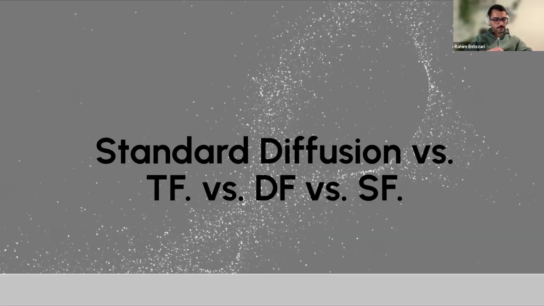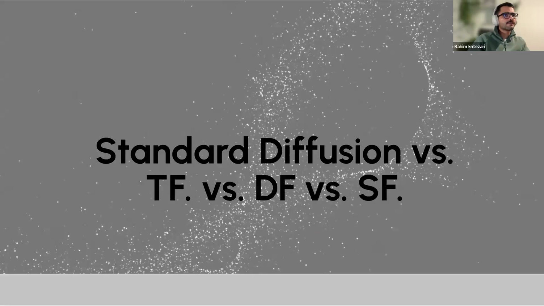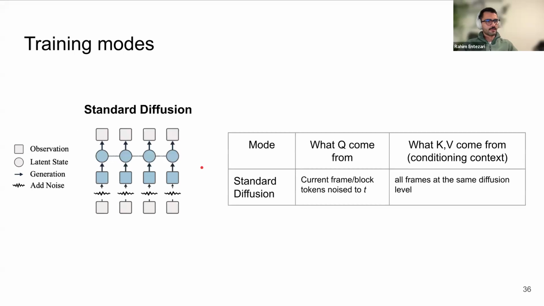Let me have a look. I'm gonna also cover these slides slightly, at least at a high level. So I covered this parallel standard diffusion. And then there are other different methods to train a diffusion model. You may have heard of teacher forcing, diffusion forcing, or student forcing. I try to make this as high level as possible.